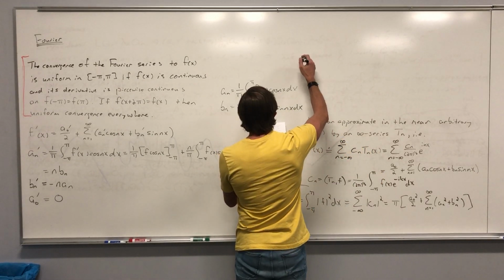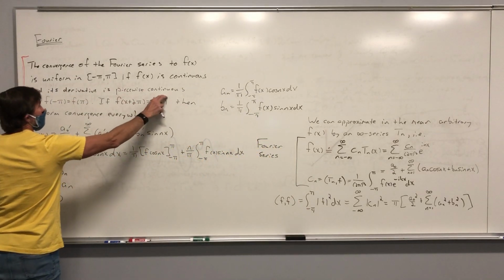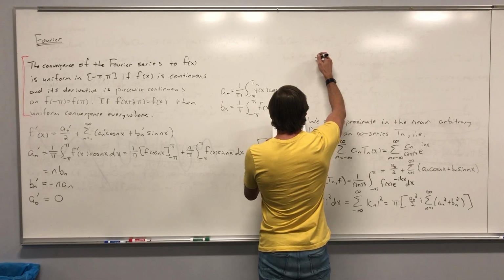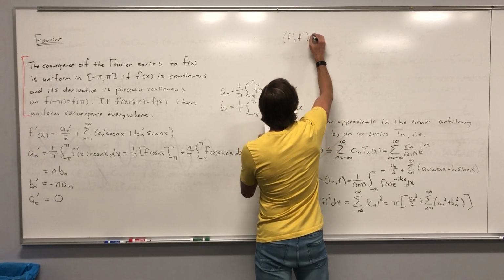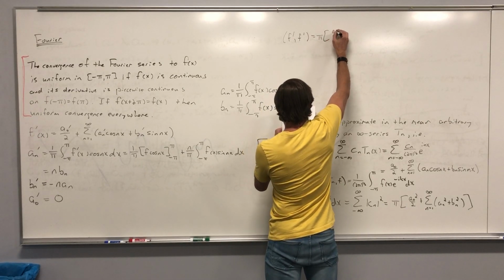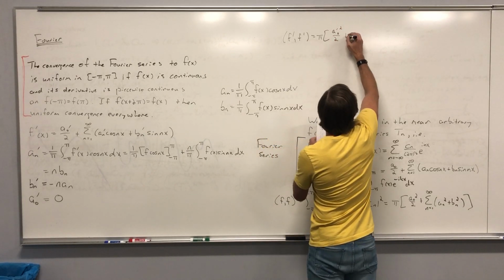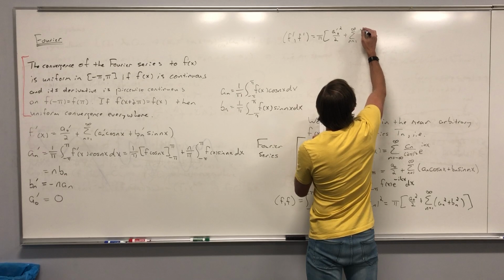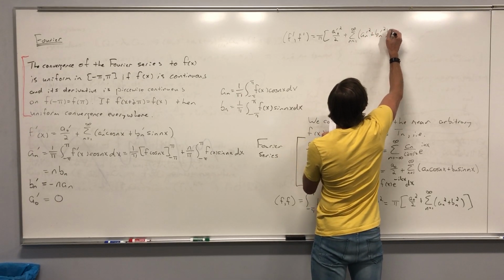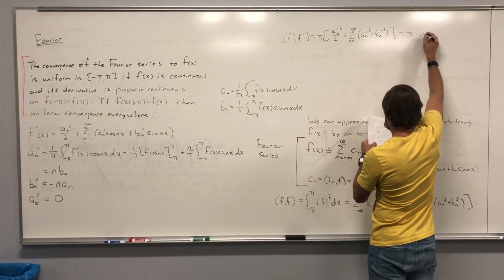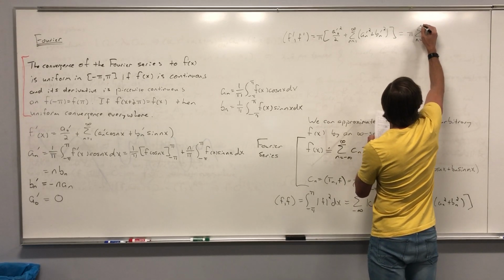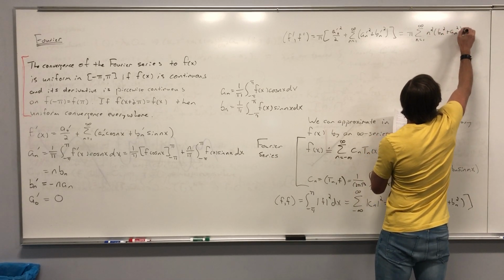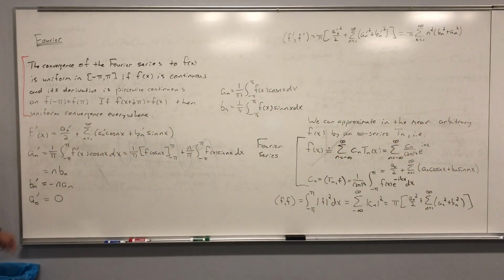Now, since f prime is piecewise continuous, and since the functions form a complete set, we can set the integral of f prime squared equal to pi times a naught prime squared over 2 plus the sum from n equals 1 to infinity of a(n) prime squared plus b(n) prime squared. And that is going to end up giving us n squared times b(n) squared plus a(n) squared, given these relations.